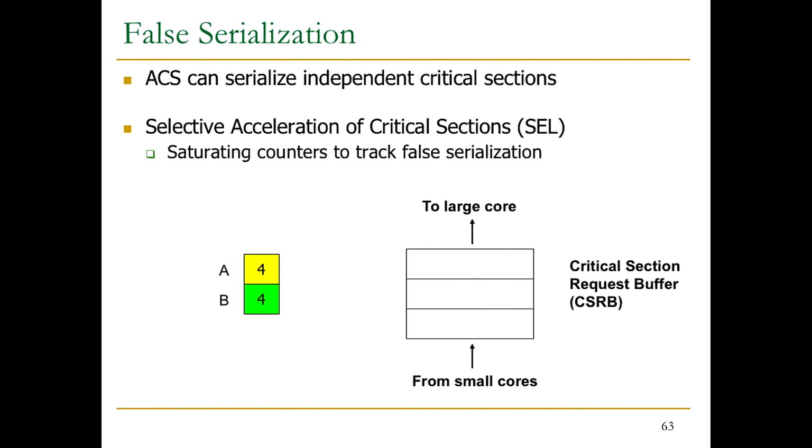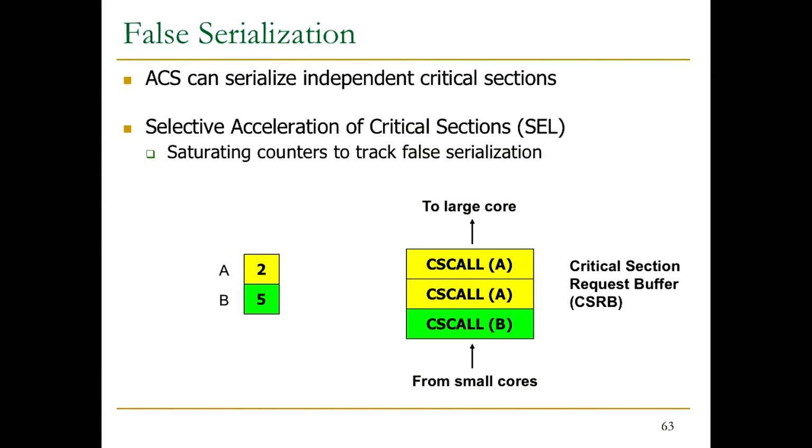This is a critical section request buffer in the large core that we saw in an earlier slide. Let's say we have these saturating counters for critical section A and critical section B. If you have a critical section called A, we decrement the counter because it's fine. It's not delayed by any other critical section. But if we have a different critical section totally independent of A that gets queued, its counter gets incremented because it gets delayed. There's interference between critical section requests, right? Because this large core is a shared resource now that's being interfered on by these critical sections. So this B is delayed. As a result, its counter is incremented.